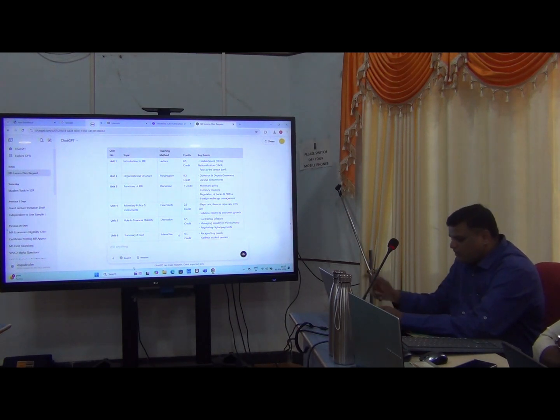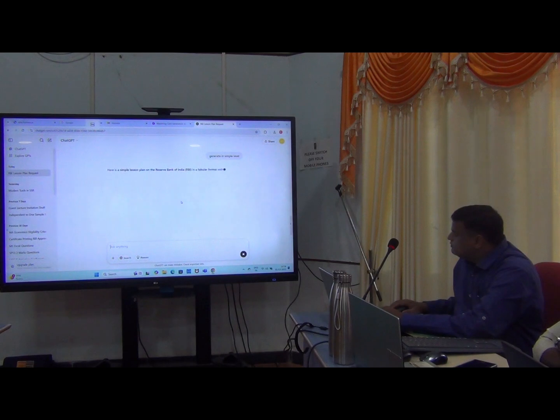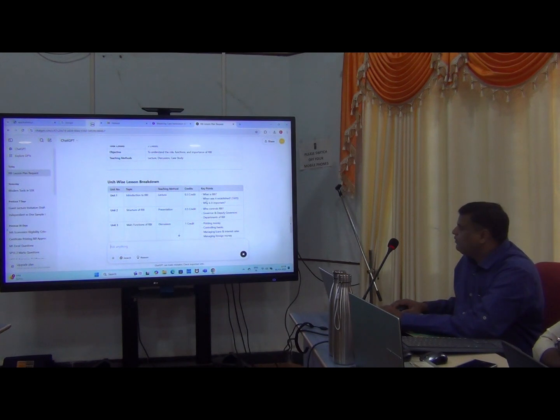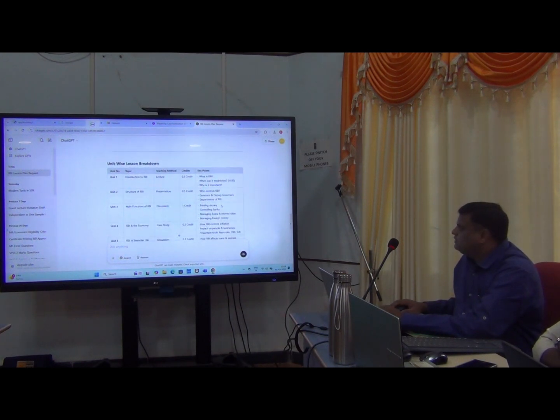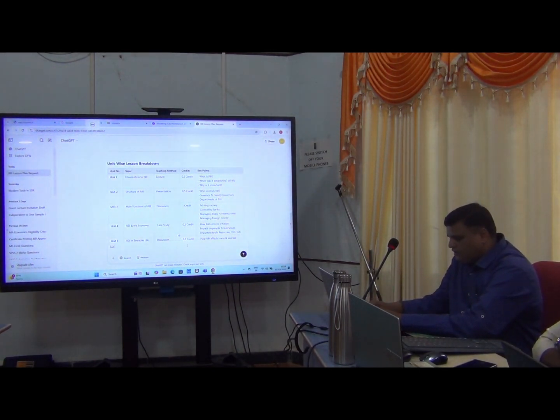What is the prompt that we give? Generate in simple level. So it makes very simple topics. What is RBI, when was it established? Okay. So generate in intermediate level, generate in advanced level, like that.